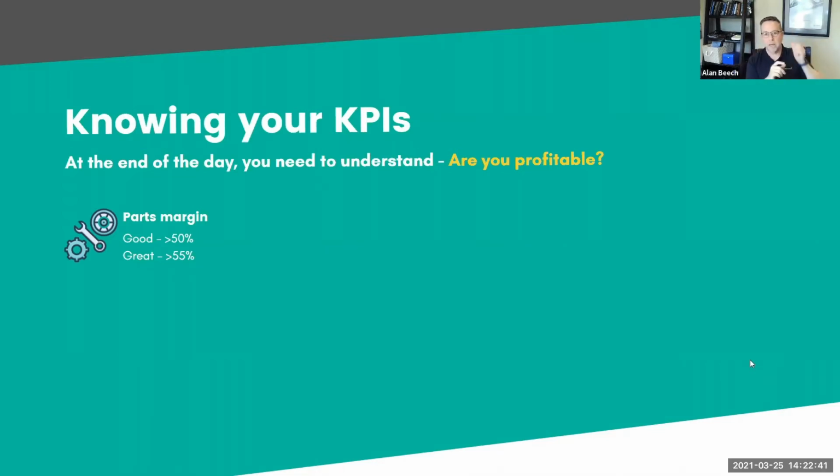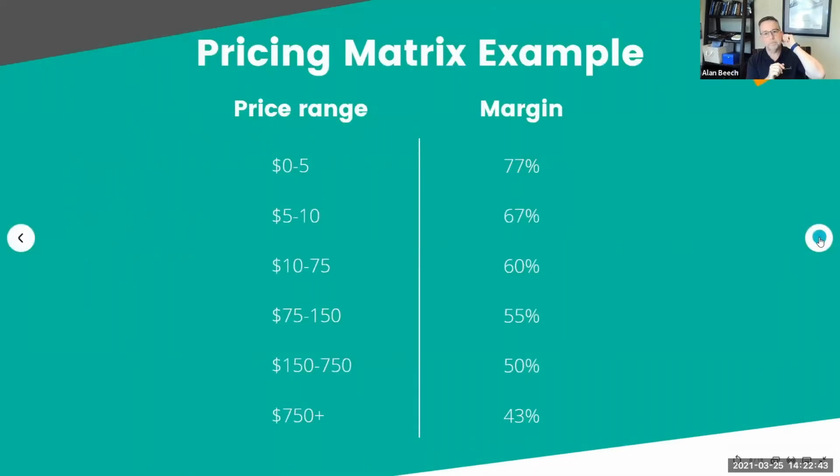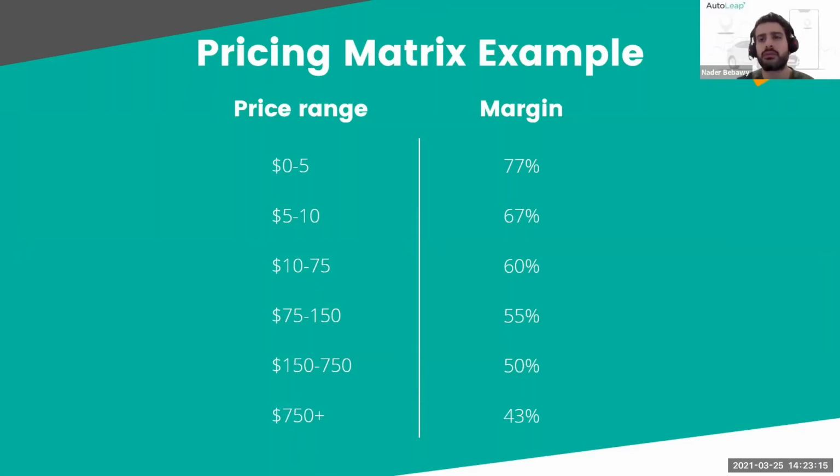Can we have a look at the pricing matrix for a sec? This is an example here. So the easiest one is, if the part costs $150, you would charge 50% margin. It's not a markup. Please don't confuse this with markup. It's margin. And the way you calculate margin is your gross profit divided by your sales. So if it was a $150 part, you'd sell it for $300.